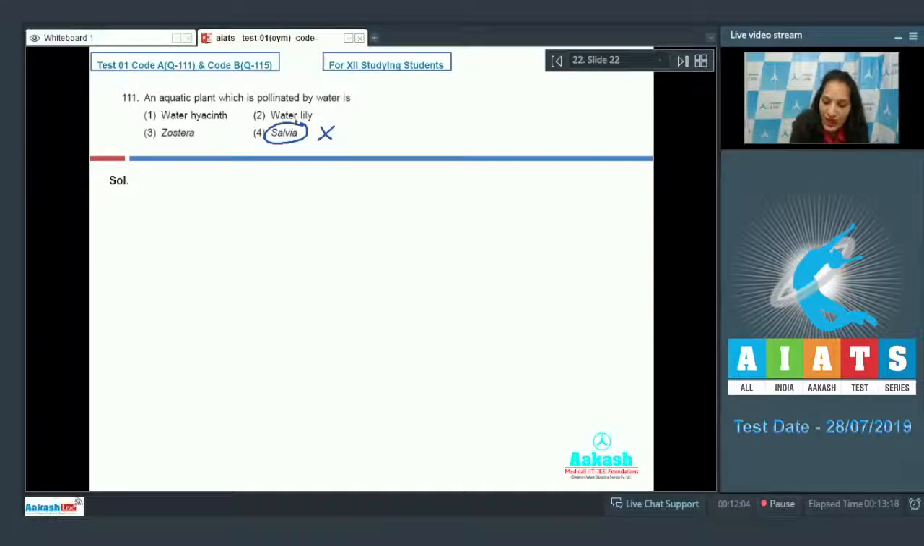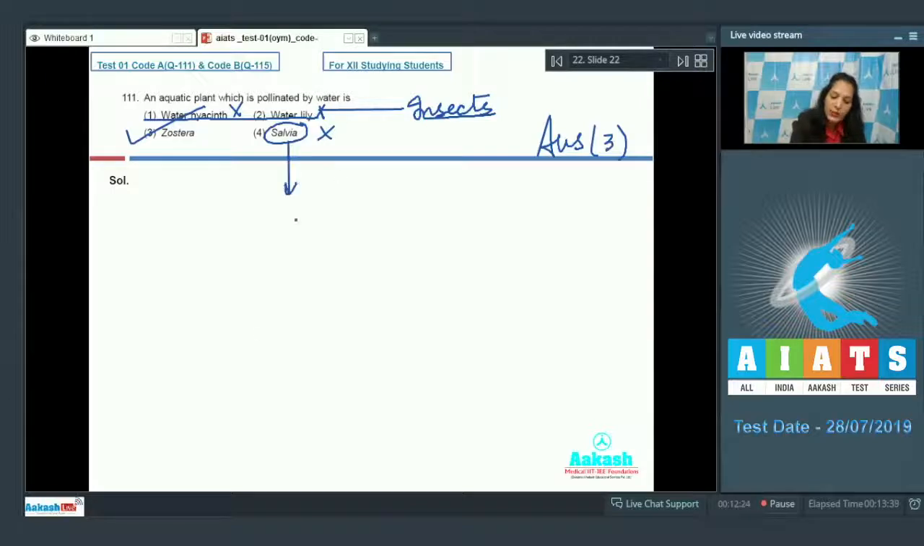Water hyacinth and water lily both are pollinated by insects. They show entomophily. So these two options are ruled out. Zostera is a marine plant, it's an aquatic plant and it is pollinated by water also. So the correct option for the given question is option number 3. What about the salvia? It is also insect pollinated. Let's move to the next question.